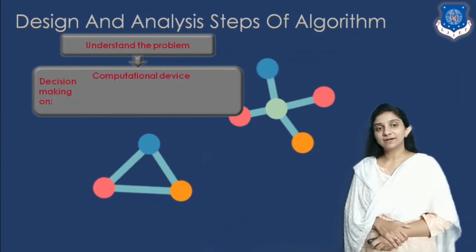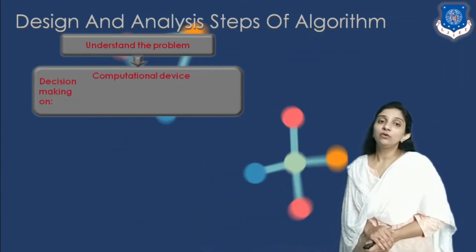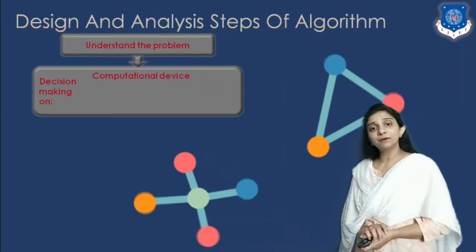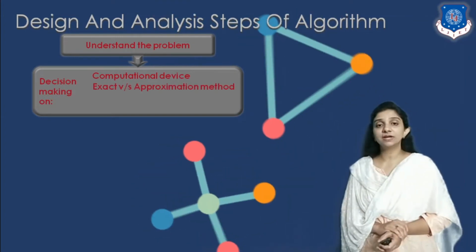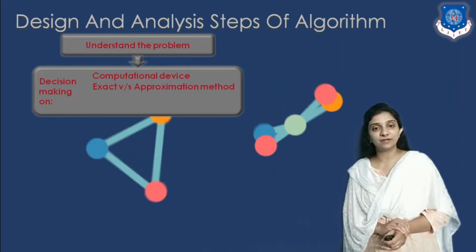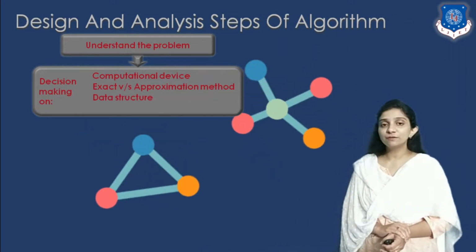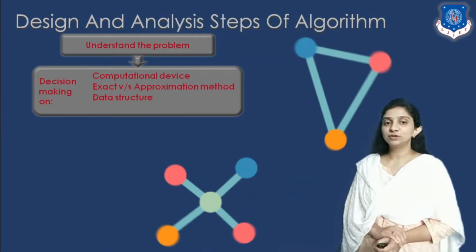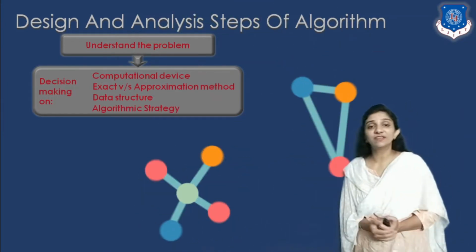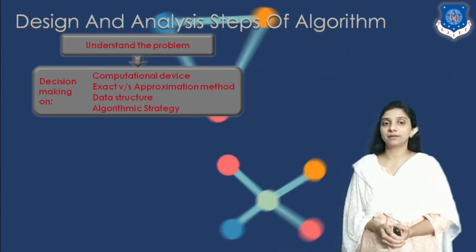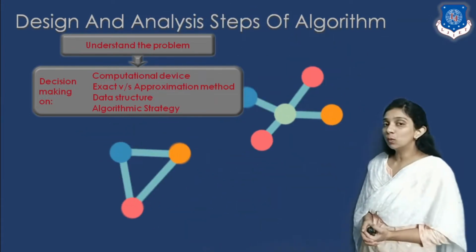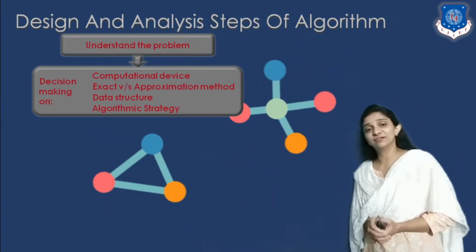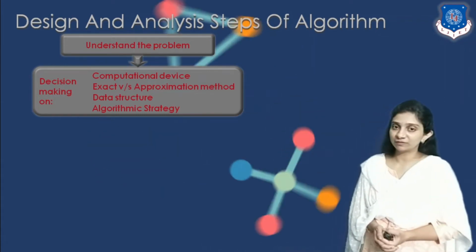The next step is decision making. You have to decide what will be your computational device, like a parallel system or a serial system, whether there is any distributed computing, and so on. The next decision you should make is on exact versus approximation method, that is, whether you want the output of the algorithm as an exact value or an approximate value.